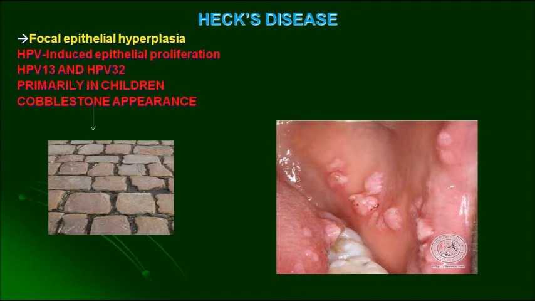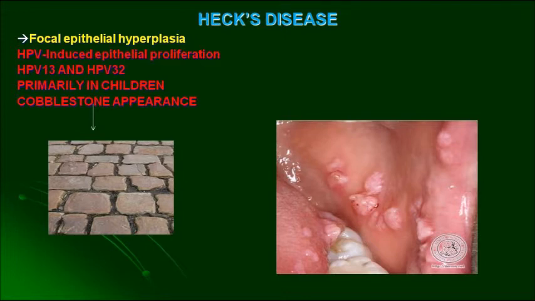HPV 13 and 32, and it is primarily seen in where? In adults or children? It is primarily seen in children. So what is the appearance within the oral mucosa? If you have Hicks disease, the appearance will be like a cobblestone. The first picture shows the cobblestone arrangement within the buccal mucosa. That is the clinical picture. The lesion is arranged like a cobblestone.